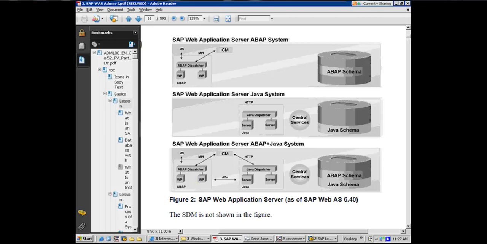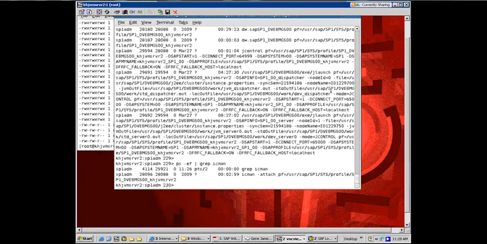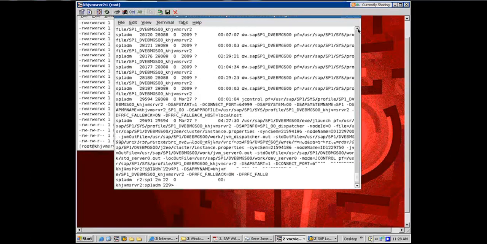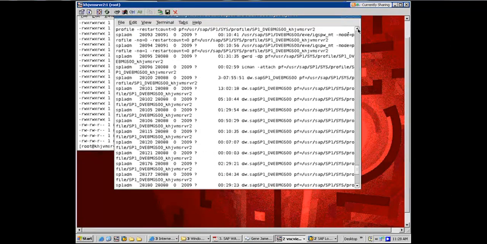Where is the gateway work process? Right. Yeah, so this diagram, that's a good question. This diagram does not show the gateway work process, even though SAP has a gateway work process. And in fact, if we go here and scroll up a little bit, the gateway work process is right here, GWRD. Right, this is the gateway work process. Again, it was started by 28088, right?